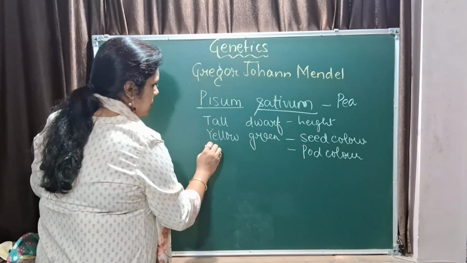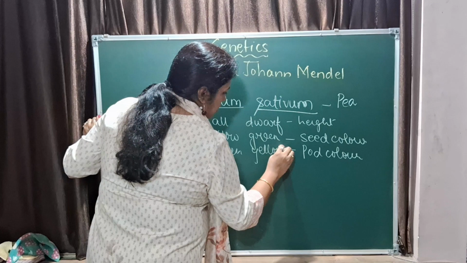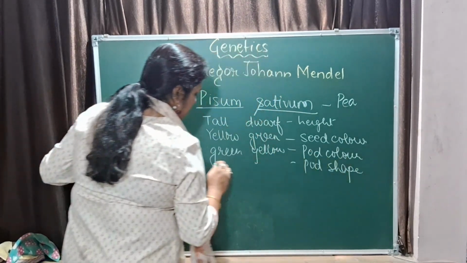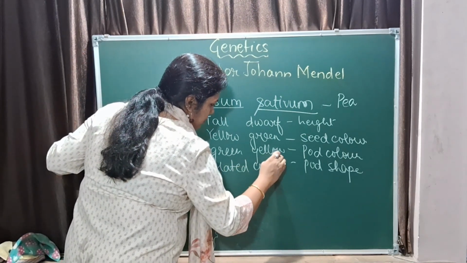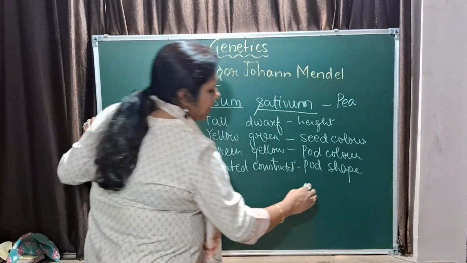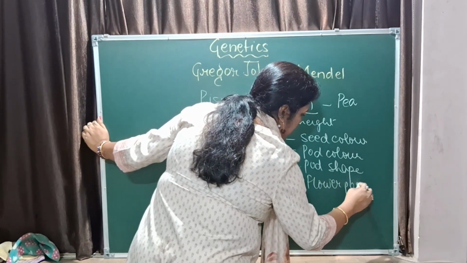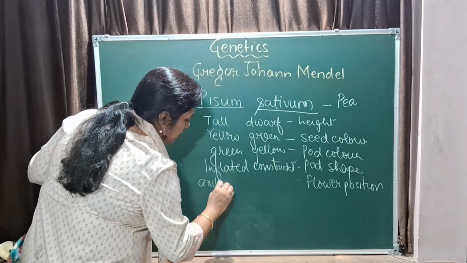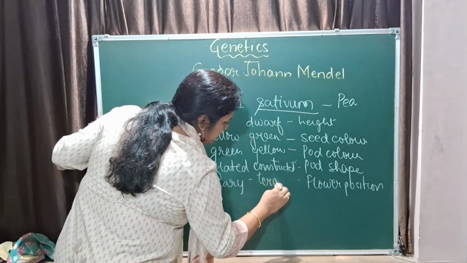Pod color was green and yellow. Then pod shape. It was inflated and it was constricted. Then the flower position. Flower position was axillary and terminal.